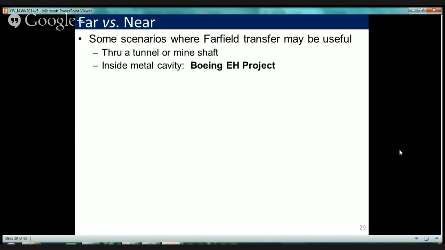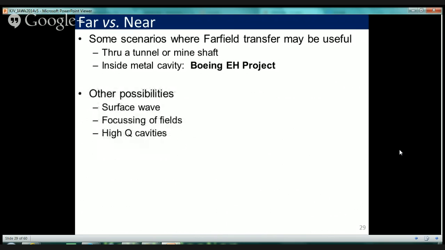We had a project from Boeing to work on that. There are other possible ways we can look at, possibly surface waves, some kind of a focusing scheme, or sometimes there is a possibility to have high Q cavities to artificially boost up the energy available for rectification.